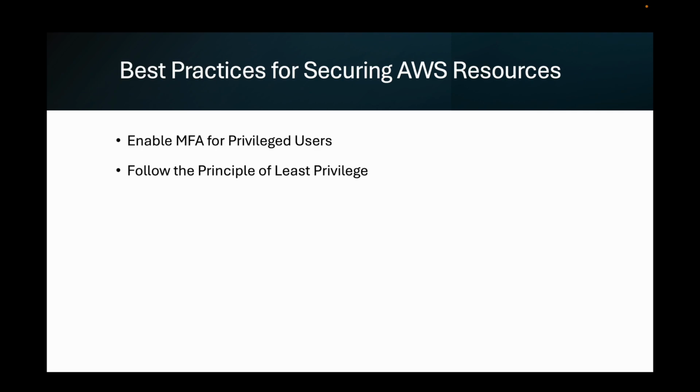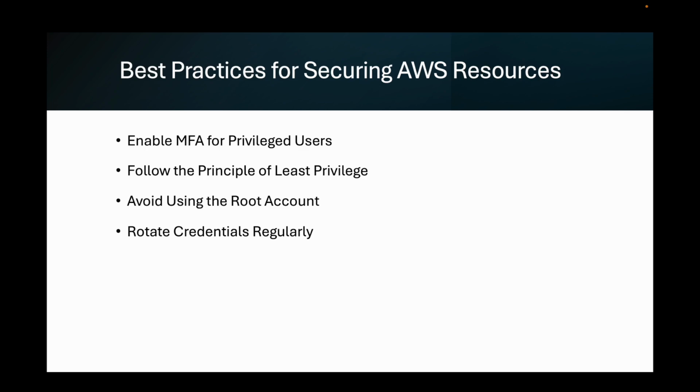Follow the principle of least privilege. Always assign the minimum permissions necessary for users or services to perform their task, and regularly review and audit permissions to ensure users or roles are not overprivileged. Avoid using the root account. That's one of the best practices, and we've been using the root account constantly. The reason is, again, we are doing this for tutorial purposes. The root account has full control of your AWS environment and should only be used for critical tasks. Create individual IAM users for daily operations and secure the root account with MFA.